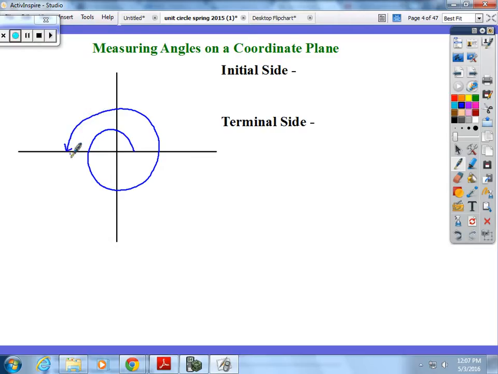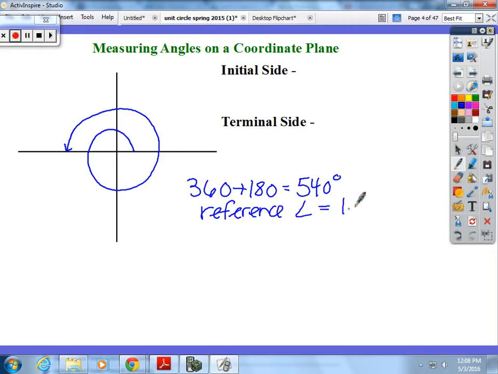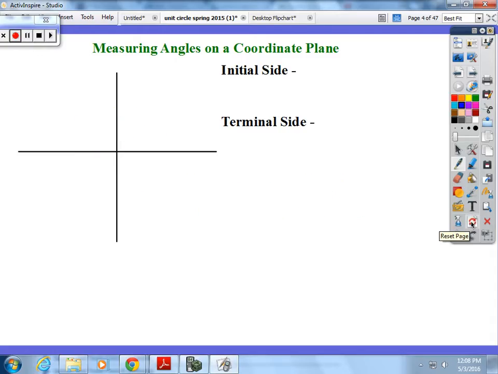you can still give it a reference angle in the coordinate plane because this is the same as a 180 degree angle. However, it's actually 360 plus 180, which is 540 degrees, but it has a reference angle is 180 degrees. So if I were talking about the coordinates, which we're going to talk about later, of a point on the unit circle that's a 540 degree angle, it would actually be equivalent to the 180 degree angle. You also have what we call negative angles that do the same thing.